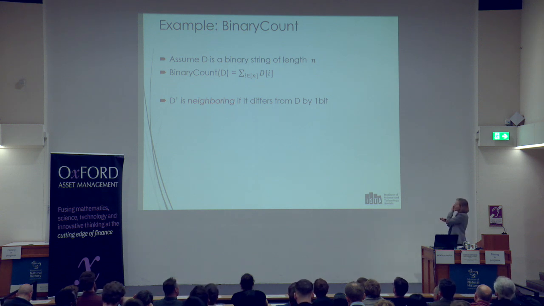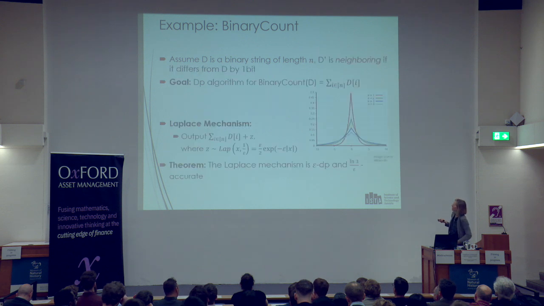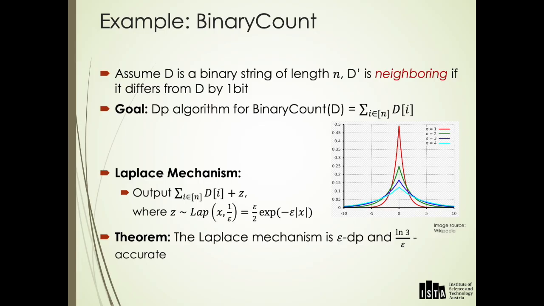As before, D prime is neighboring if it differs from D by 1 bit. Now it turns out there is this very nice distribution called the Laplace distribution. It existed before, but it looks like it was specifically designed for differential privacy, which it was not, but it has only become really popular through differential privacy. So it's this function here. The Laplace distribution has a parameter, here I call it 1 over epsilon, and then you get this density function at some value x.